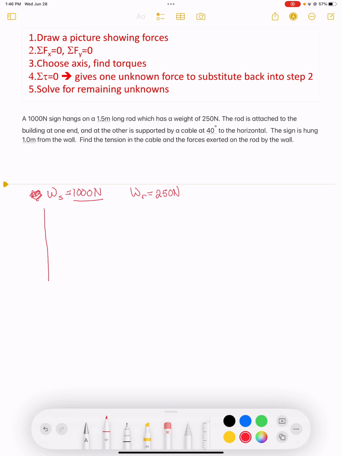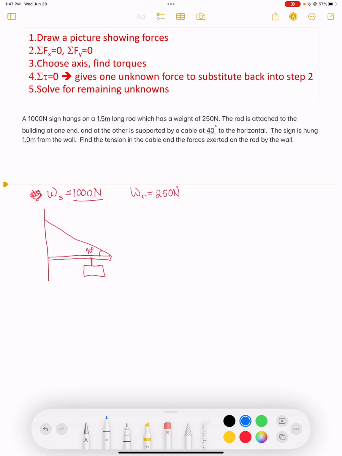So remember, the first step is draw a picture. So let's draw a picture. Here's our rod attached to the wall and it has a cable on it, and the cable's at 40 degrees. The sign is hung 1 meter from the wall. So this rod is 1.5 meters long and my sign is hanging 1 meter. And I want to find the tension in the cable and the forces exerted on the rod by the wall.